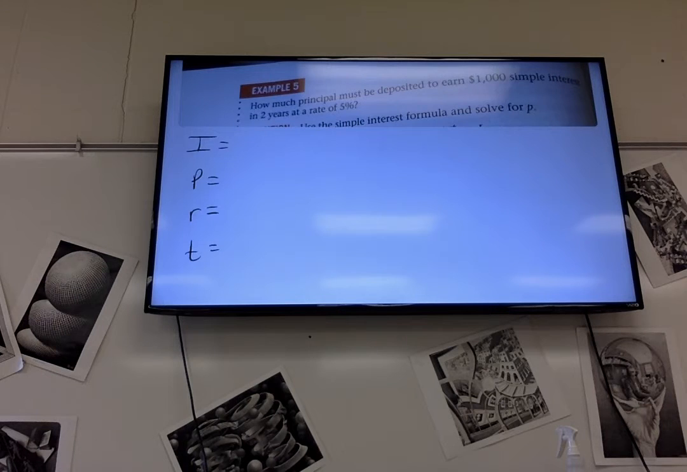Okay, what's I? 1,000. We want to earn $1,000 in interest. So I is 1,000. What's P? The question is how much principal? So that's what we don't know. What's the rate? 0.05 or 5%. Yes, it starts out as 5%. Divide that by 100, you get 0.05. And the time? 2 years. It's in the right form, so we can just leave it as 2.